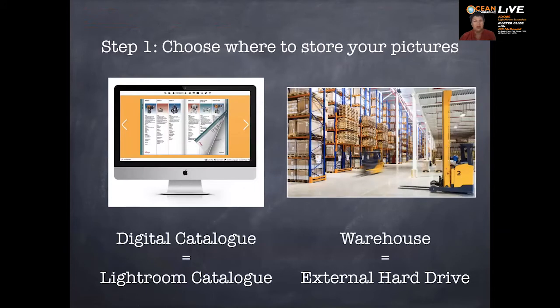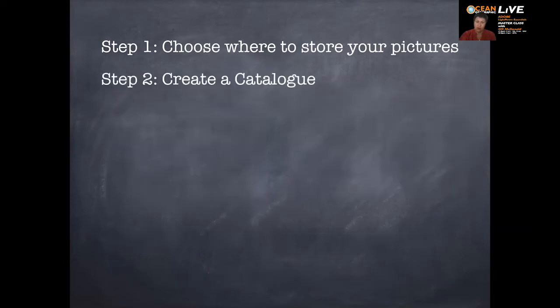So just to really reiterate that again, your catalogue in Lightroom is like a digital catalogue of a hardware store, as shown here. The actual hardware, in our case, the photographs, are stored in an external hard drive, which is the equivalent of the warehouse. The photographs themselves are not in the catalogue. They are in the warehouse. The catalogue is simply pointing at them. And that's how the Lightroom catalogue works.